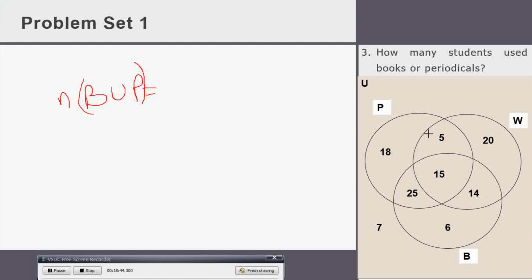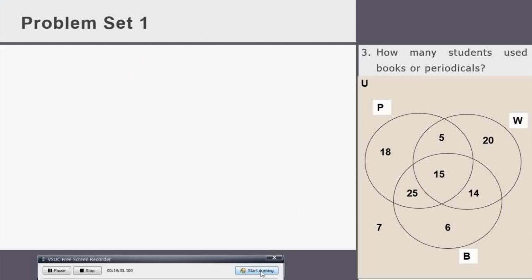So to find the number of students who use books or periodicals, we simply get the number of students who use books plus the number of students who use periodicals. So to do that, we're going to add up all the students who are in books and all the students who are in periodicals. Take care of double counting. Once you count students, don't count them again. So we have 6 plus 25 plus 15 plus 14 plus 5 plus 18. Meaning what we are removing is the 7 and the 20 because these are not part of books and periodicals. The rest we add up.